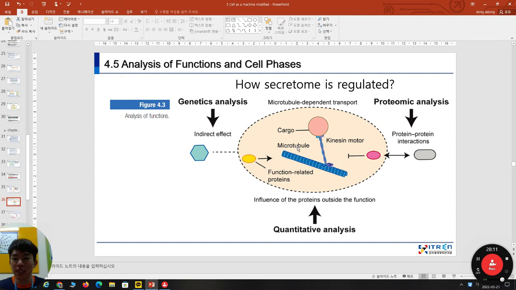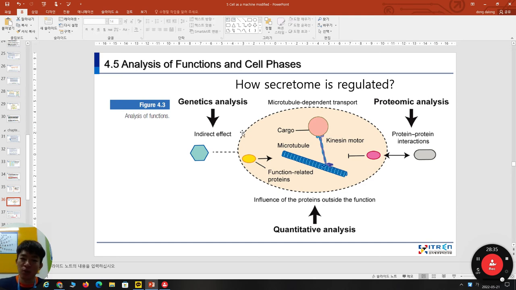So let's talk about analysis of function and cell phenotype. I already mentioned this before. Let's say you are talking about microtubule-dependent transportation and exocytosis, and this secretome, how it is regulated by protein interaction. When you want to know that, you have to do proteomics.